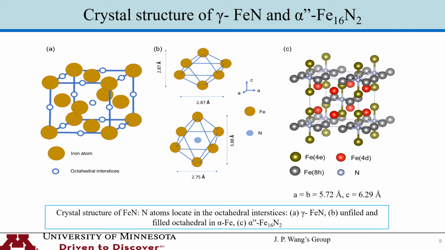The crystal structures of gamma iron nitride and alpha double prime Fe16N2 are shown in this slide. This is the gamma iron nitride. Here are iron atoms. These are octahedral interstices. One nitrogen atom is randomly located at these interstices. When nitrogen is introduced, there is a distortion as shown in figure B here. This is the schematic drawing of the crystal structure of alpha double prime Fe16N2. This is a body-centered tetragonal structure.